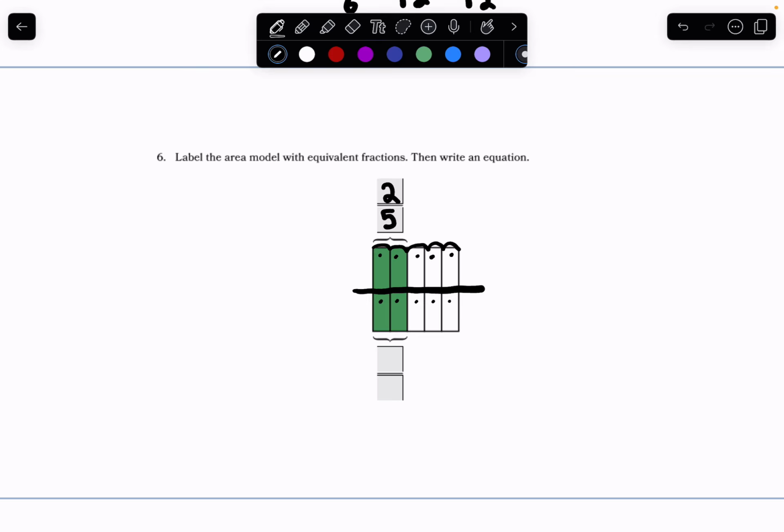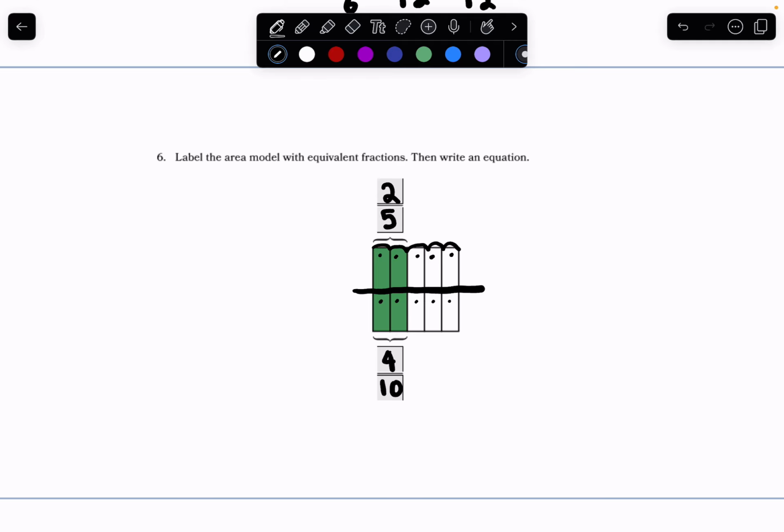So now that we use the dotted line, this is broken up into tenths. And I want you to think to yourself, it's not 2/10 shaded in. How many tenths are shaded in green? You should be thinking to yourself, 4/10 are shaded in green.